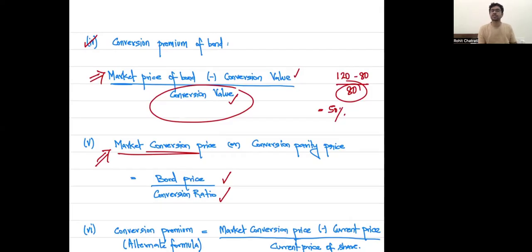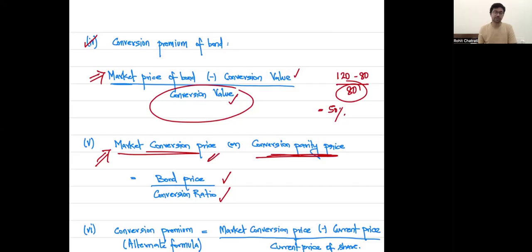What does the market conversion price mean? It means that if the share price touches this value, you're at no gain or loss. If it crosses that value, you will exercise conversion and you will be at a gain. If it is below this value, you will not exercise conversion and you will receive the redemption value. This market conversion price is also referred to as the conversion parity price.